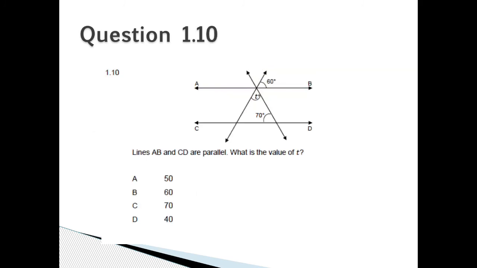Question 1.10. We are given the lines AB and CD and are told that they are parallel. We are then asked to find what the value of T is. Is it A, 50 degrees, B, 60 degrees, C, 70 degrees, or D, 40 degrees?